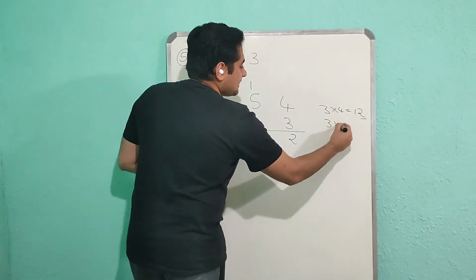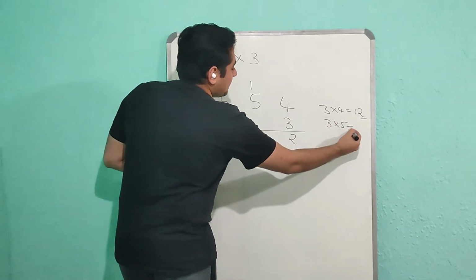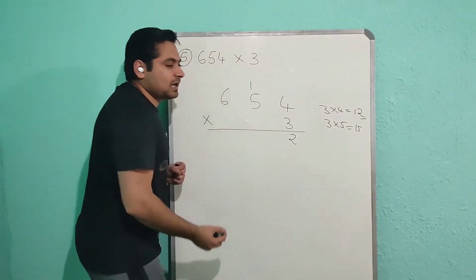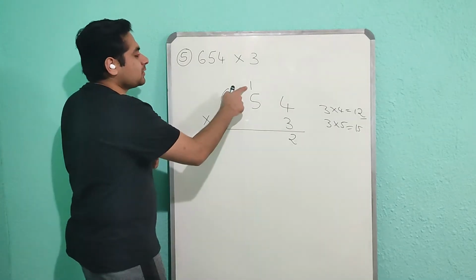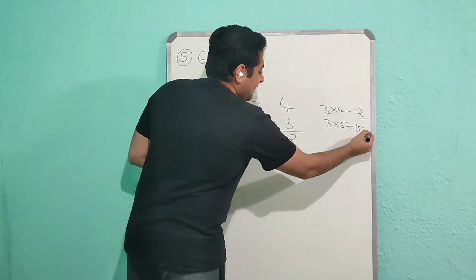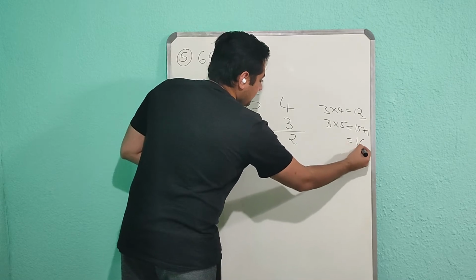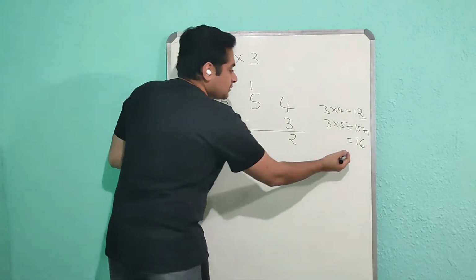Now you move on to the next number. The next number is 3 times 5. What is 3 times 5? 3 times 5 gives you 15. But are we done? No, right? Because we got a 1 on top of it, so we have to add that carry. So 15 plus 1 gives you 16. Again, you got a 2-digit number.